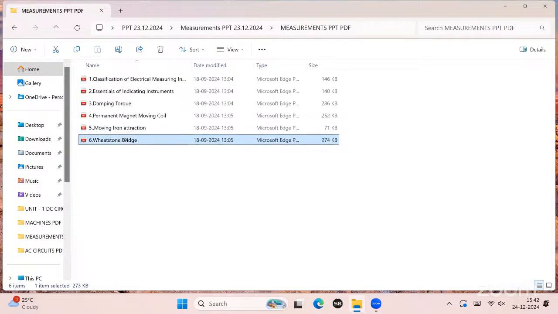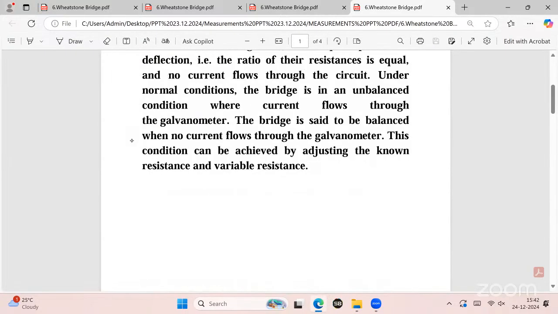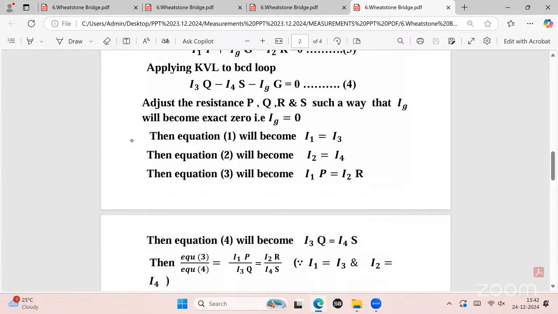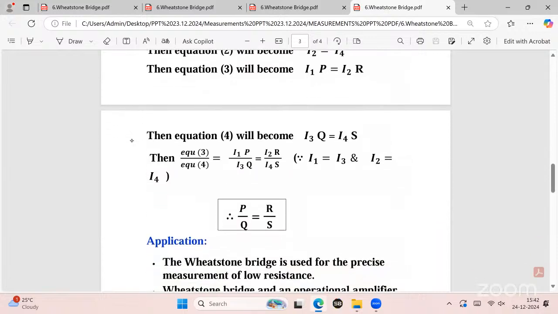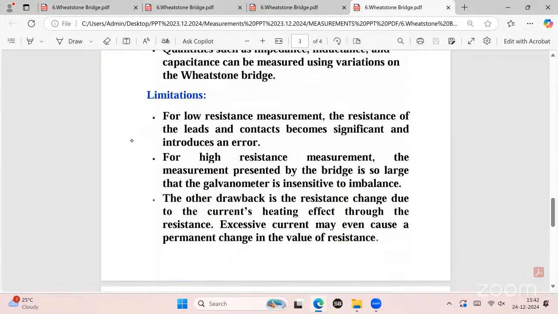Sixth one, last one, Wheatstone Bridge. Construction, working operation with diagram, then derivation. The final answer is P by Q equals R by S. Applications, limitations. Enough. This is for 10 marks: construction, working principle, derivation, application, limitation. You may get 1 mark bits: what is the limitation of Wheatstone Bridge? What are the advantages of Wheatstone Bridge? You can write them down.